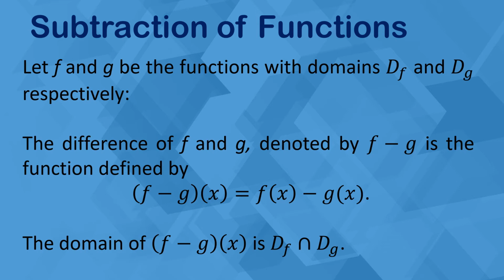For the second operation on functions, we have subtraction of functions. We let f and g be the functions with domains D sub f and D sub g respectively. The difference of the two functions f and g, denoted by f minus g, is the function defined by (f minus g)(x), which is equal to f(x) minus g(x). The domain of f minus g is the intersection of the domains of f and g.